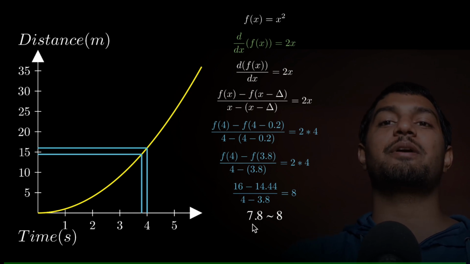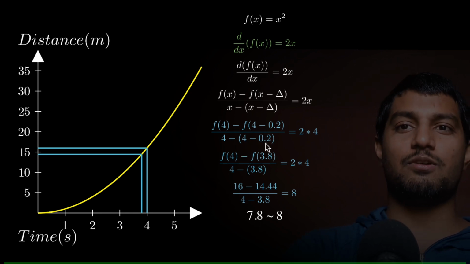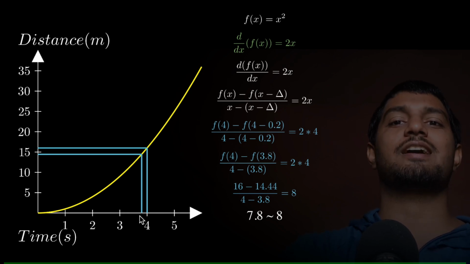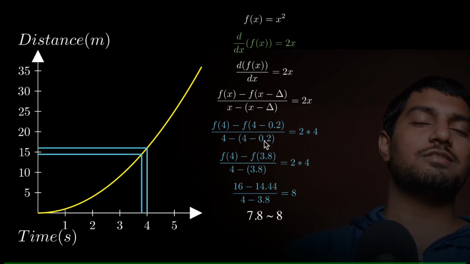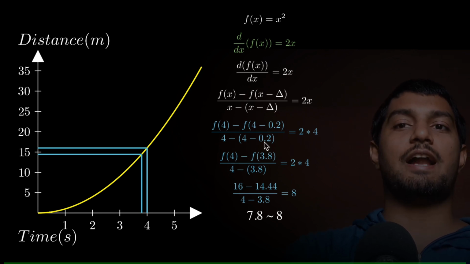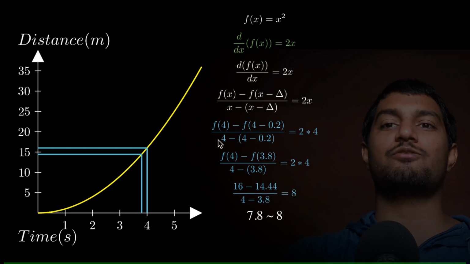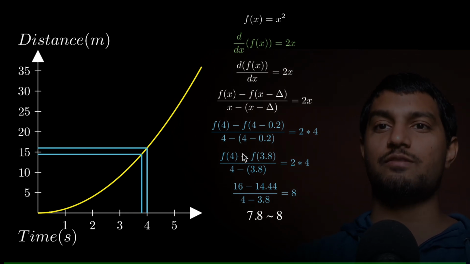So you get 7.8 because our difference was not that small. I made it that way just so that you guys can see it, but in the real world we have to go very close to 0.001 something like this, and we cannot go to 0. If I go to 0 over there, like 4 minus 4, it becomes 0. Then there is no solution for it.